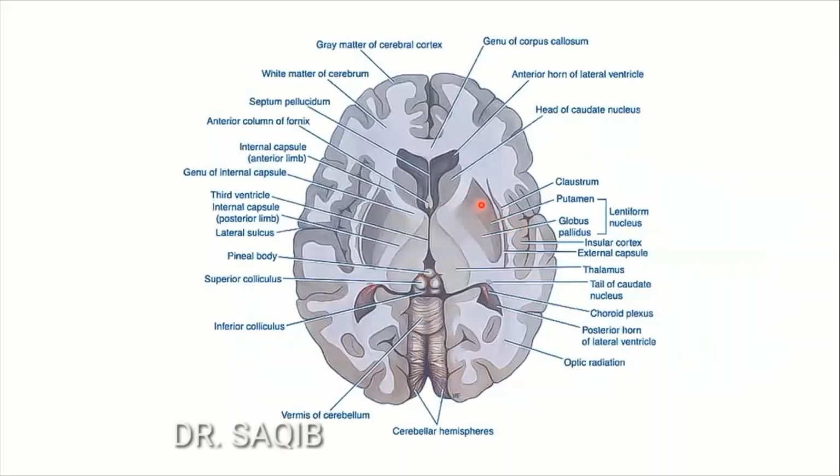You could see this again, it's a very beautiful picture. This is the lentiform nucleus, and the outer or the lateral part is the putamen. This is the globus pallidus internally, the medial part. This is the internal capsule, and this is the caudate nucleus. This is the head, and this is the tail of the caudate nucleus.